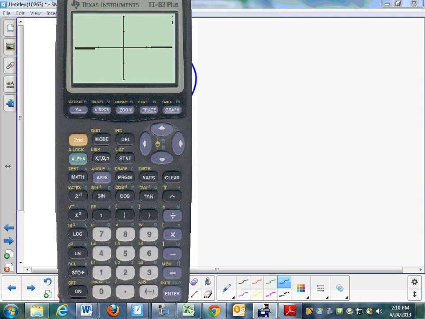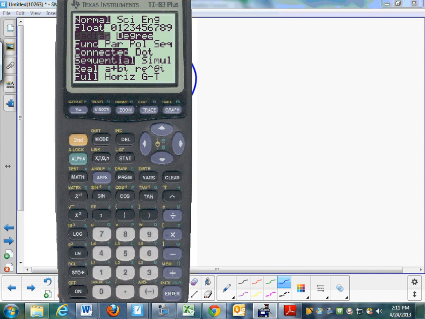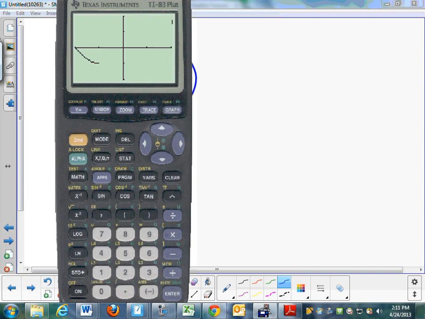What's wrong? Somebody tell me what's wrong with the calculator. Yep, exactly. I'm in degrees. Okay, we'll try again. Just go to mode. You can go to radians. Does that look like sine of x? Yeah, that's sine of x, isn't it?